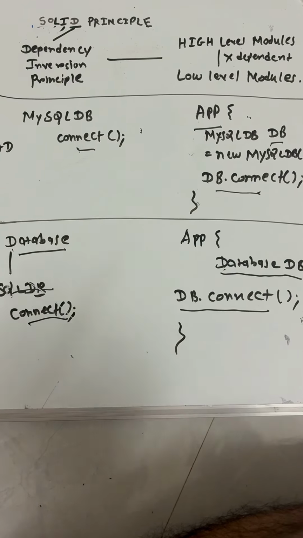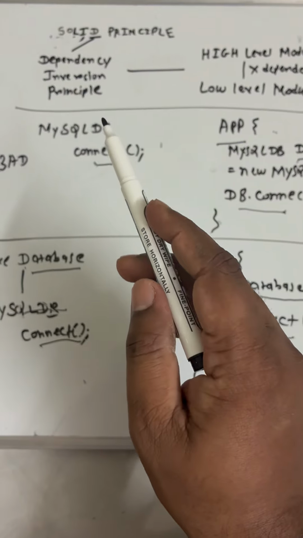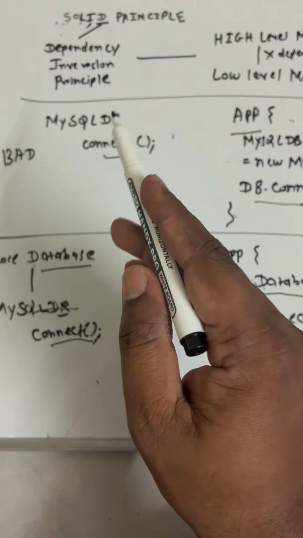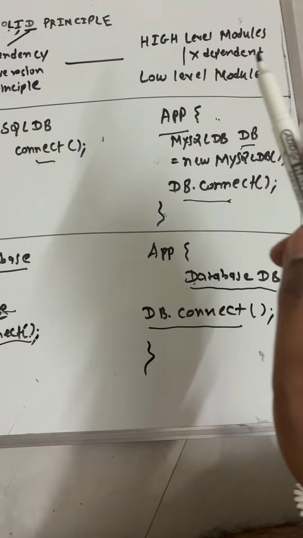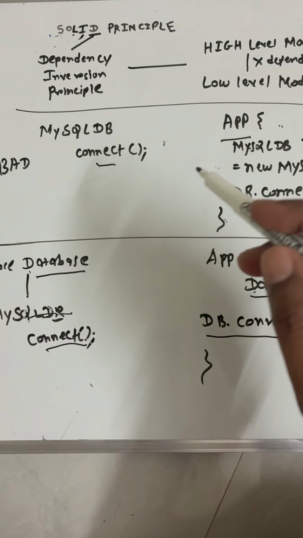This is part 5 of understanding the SOLID principles. Today we will cover D within SOLID. D stands for dependency inversion principle, and its simple definition says that high level modules should not be directly dependent on low level modules. Let's try to understand this by an example.